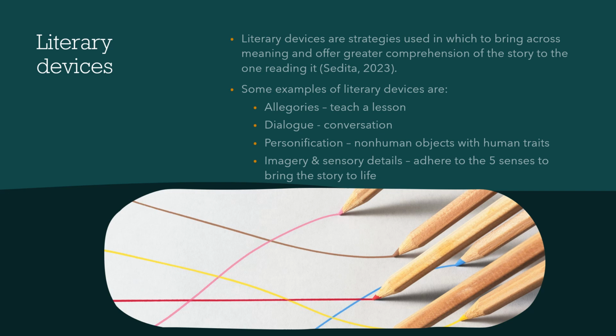Literary devices are strategies used to bring across meaning and offer greater comprehension of the story to the one reading it. Some examples of literary devices are allegories, which teach a lesson, dialogue, conversation, personification, giving non-human objects human traits, and imagery and sensory details. Adhere to the 5 senses to bring the story to life.